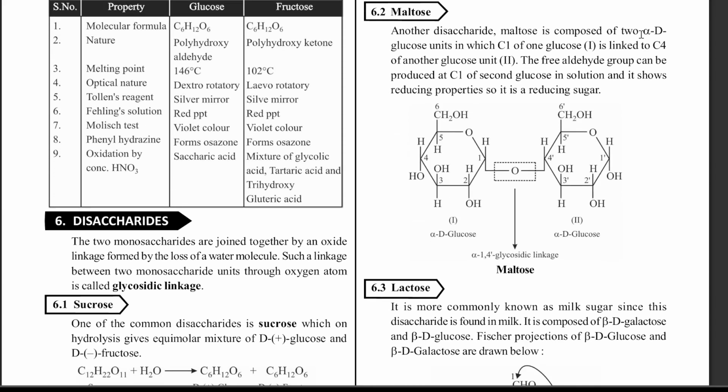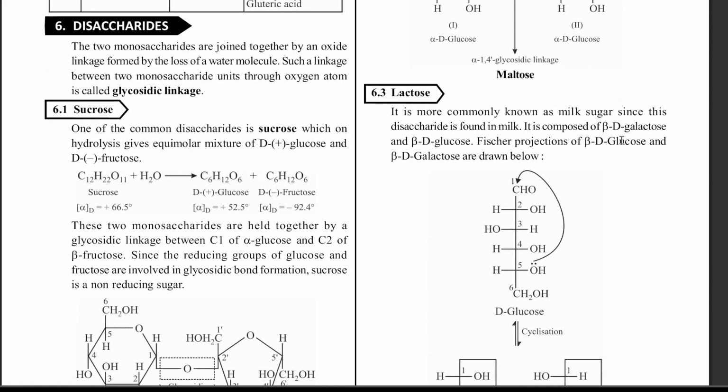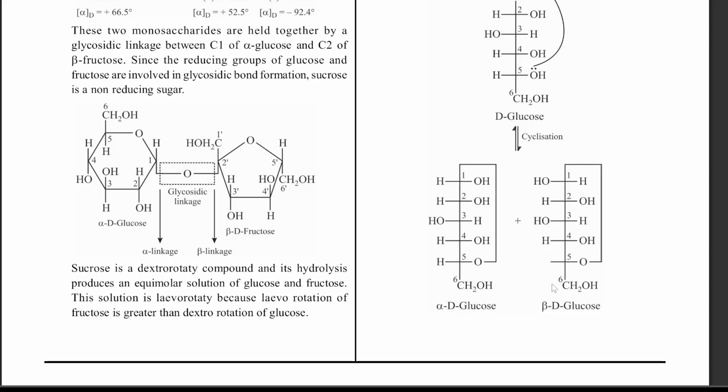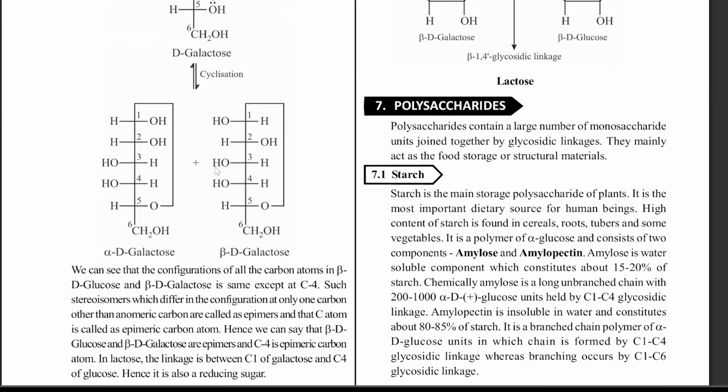Sucrose is also dextrorotatory. Maltose is another disaccharide. Maltose is composed of two units of alpha D glucose only, in which C1 of glucose 1 links with C4 of glucose 2. This structure is not important for you. Just remember the type of linkage and the hydrolysis product. Similarly, lactose is also known as milk sugar. It is also a disaccharide. It is composed of beta D galactose and beta D glucose. Fischer projections of both of them are given below. Here is beta D galactose for you.